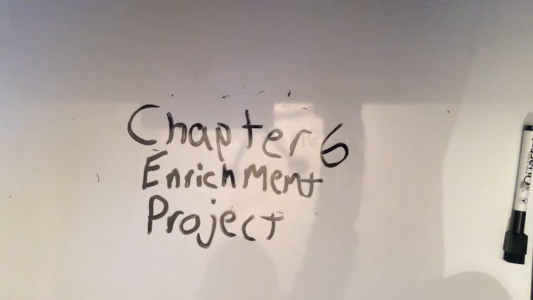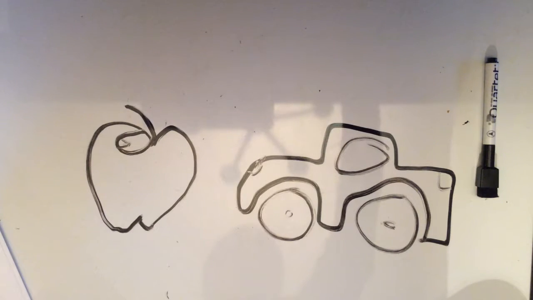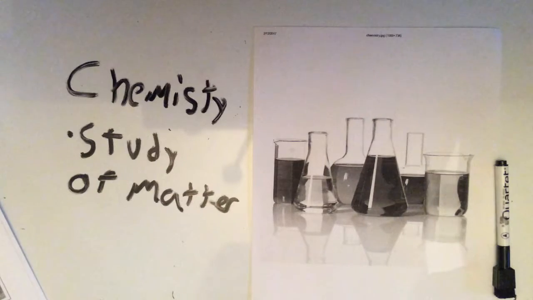And today I'm doing the Chapter 6 Enrichment Project. So, first vocab word is matter, which is anything that has mass and takes up space. Mass can be anything from an apple to even a truck. Next up is chemistry, which is the study of matter and how it changes.